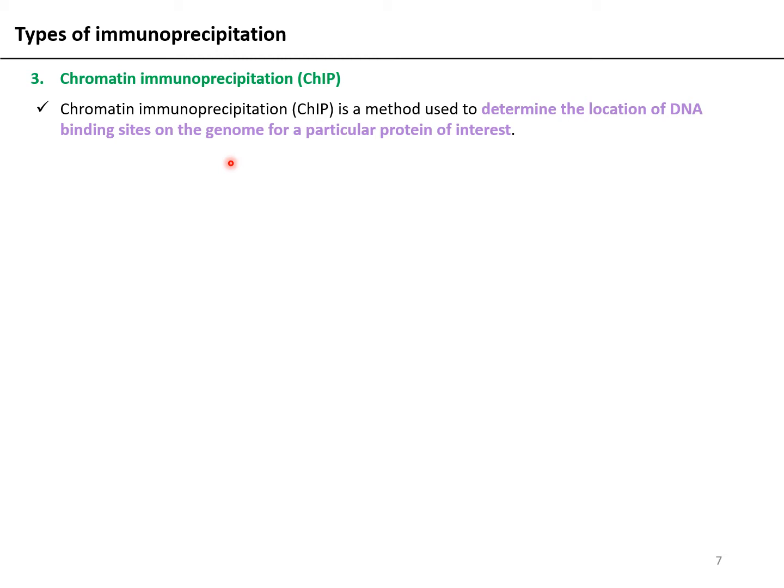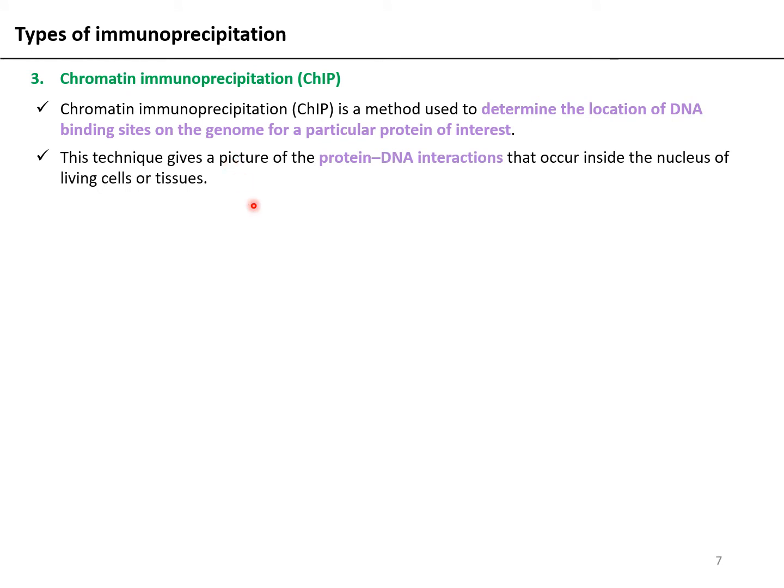Up until now, we were looking into protein-protein interaction, but ChIP is a method which is used to study protein-DNA interaction. By this method, you can identify the DNA binding sites for a particular protein of interest. If you have a known protein which you know binds to the DNA, you can identify where exactly it is actually binding. So this technique gives a picture of the protein-DNA interactions that occur inside the nucleus of living cells or tissues.